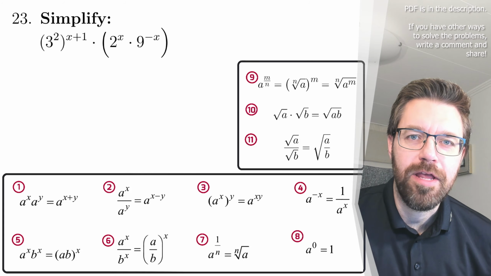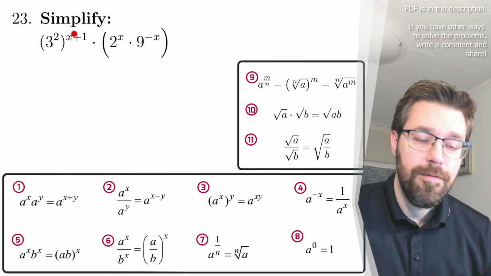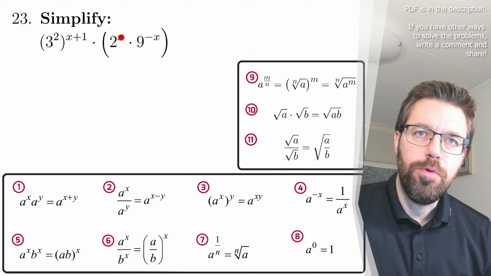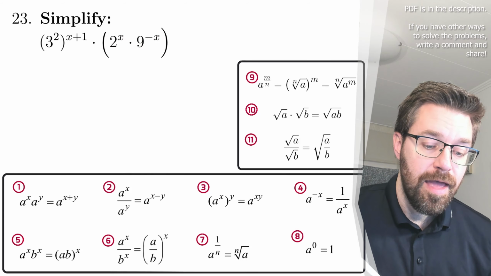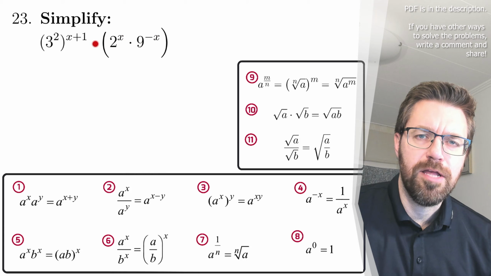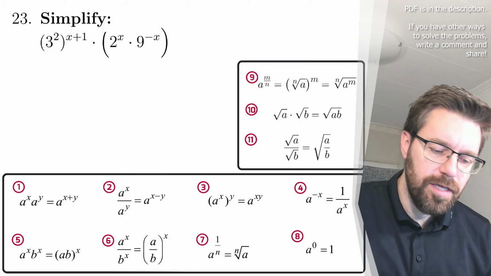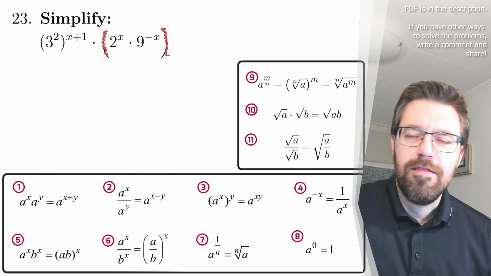Okay, number 23. We have 3 raised by 2 and raised by x plus 1 times a parenthesis with 2 raised by x and times 9 raised by minus x. And because of the multiplication sign here and here, we don't need this parenthesis sign here. We can cancel this out.